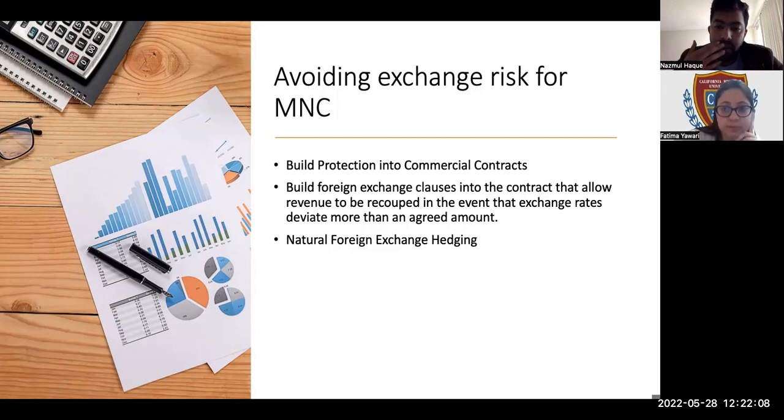The other point I would say is that they can take advantage of natural foreign exchange hedging. A natural foreign exchange hedge occurs when a company can match revenue and costs in foreign currencies such that the net exposure is minimized or eliminated. So I'll go to the next slide to describe some other points.